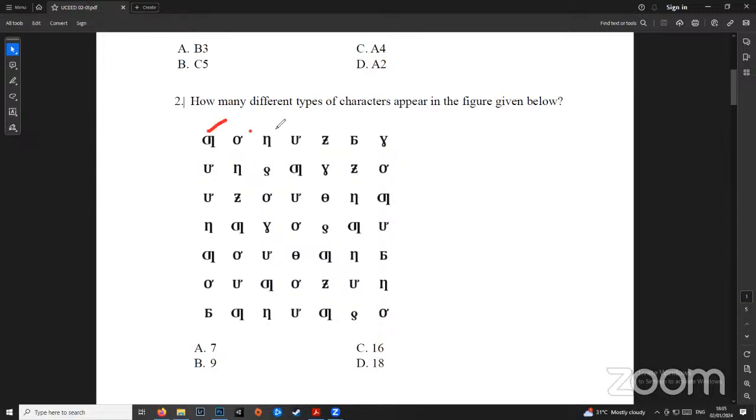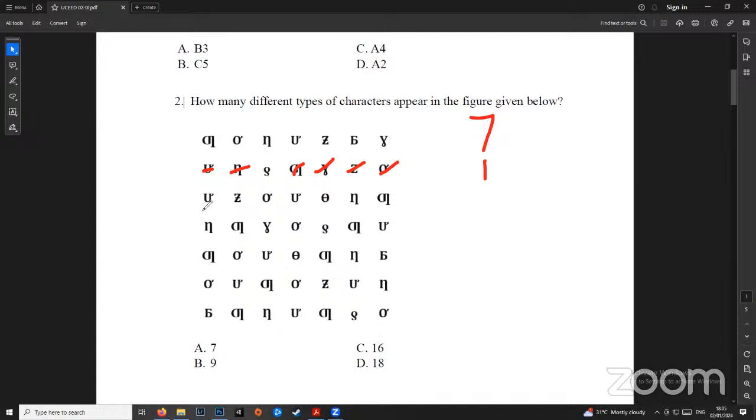So as I can see, 1, 2, 3, 4, 5, 6, 7. 7 of these are already unique, right? Then if I look at the next row, this is used, this is used, this is not used. So this is not used, this is used, this is used, this is used, this is used.